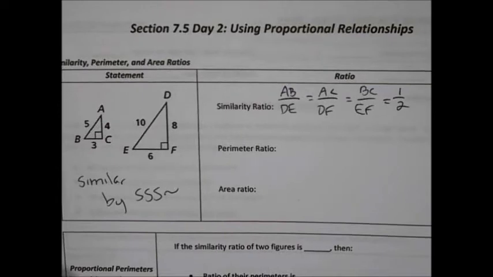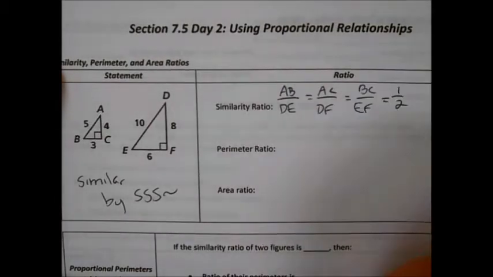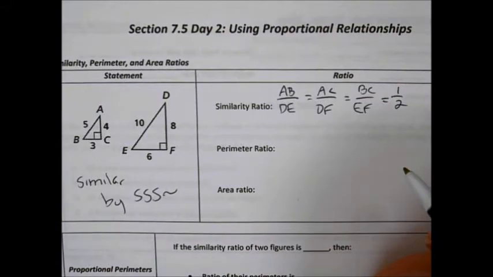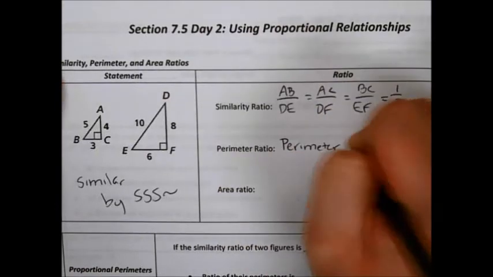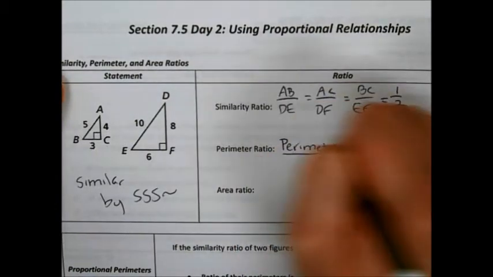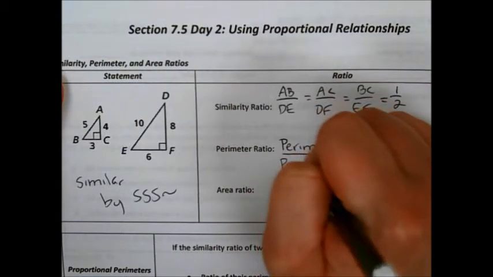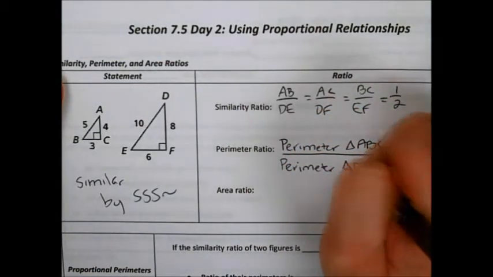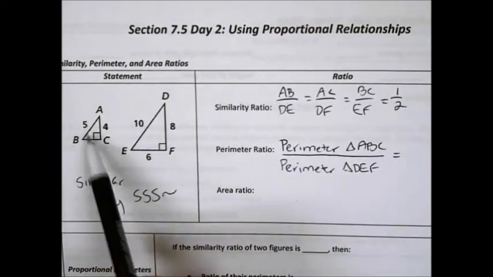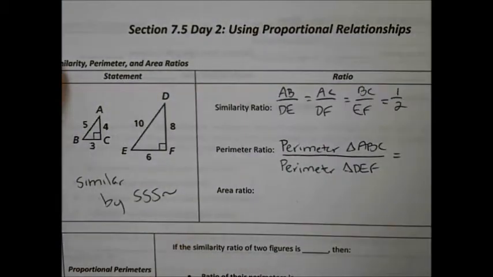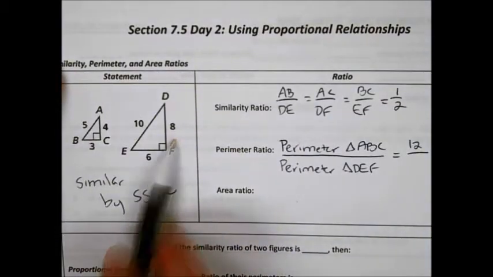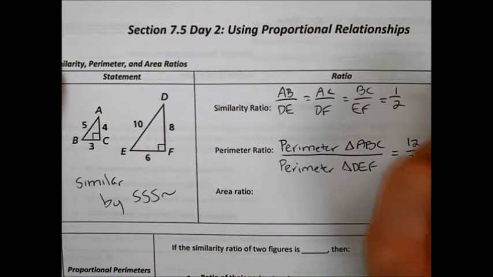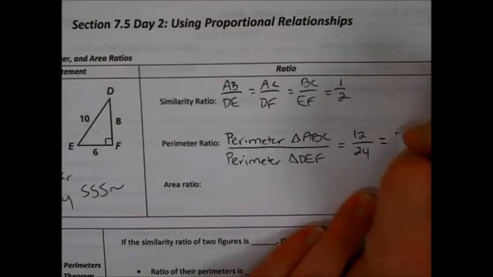Well, let's see if their perimeters have any special type of relationship. So remember that perimeter means take all the sides and add them up. So if we want to know the perimeter for triangle ABC, and then we want the perimeter for triangle DEF, just add up the sides, right? So if we add 5, 4, and 3, we get a total of 12. And then if we add 10, 8, and 6, we get a total of 24. And we can simplify that down, right? 12 over 24 becomes 1/2.